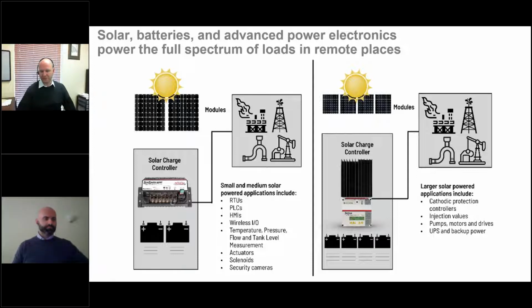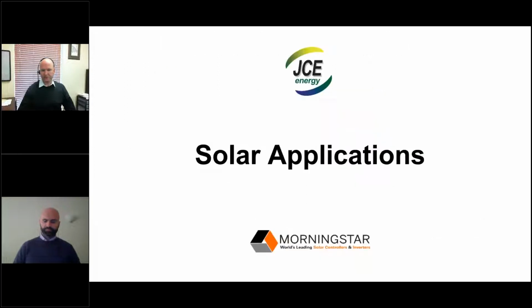In larger applications, the products can scale up considerably and provide much more power, and then you can provide continuous power for 24/7 operated cathodic protection systems, injection of methanol in systems to keep them flowing in cold conditions, pumps and motor drives, as well as UPS and backup power systems, even for those that are also powered by the grid. Okay, so with that, I will hand this back to Marco to cover some solar applications in detail.